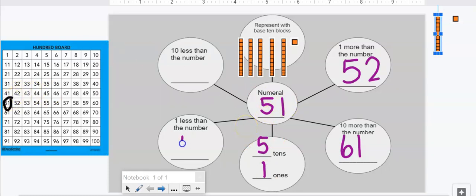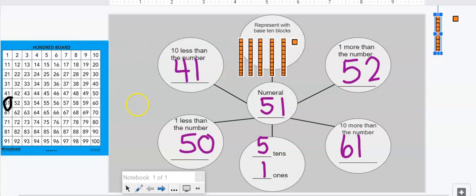That is correct. It's 50. And what is 10 less? Do you see the pattern on the 100 chart? What's 10 less? So if I were to take 10 of these away, how much would I have? 10, 20, 30, 40, 41.